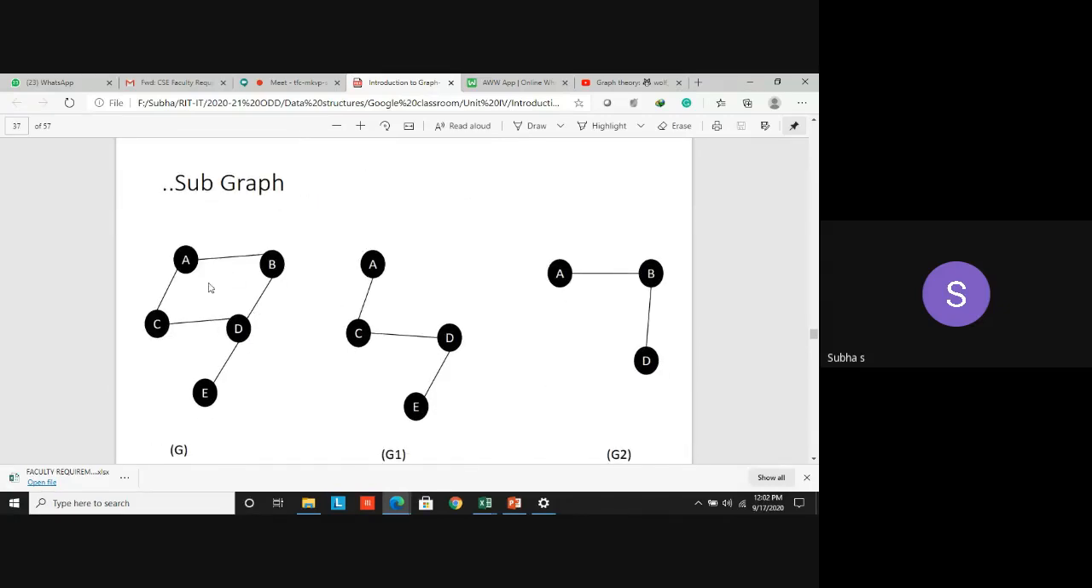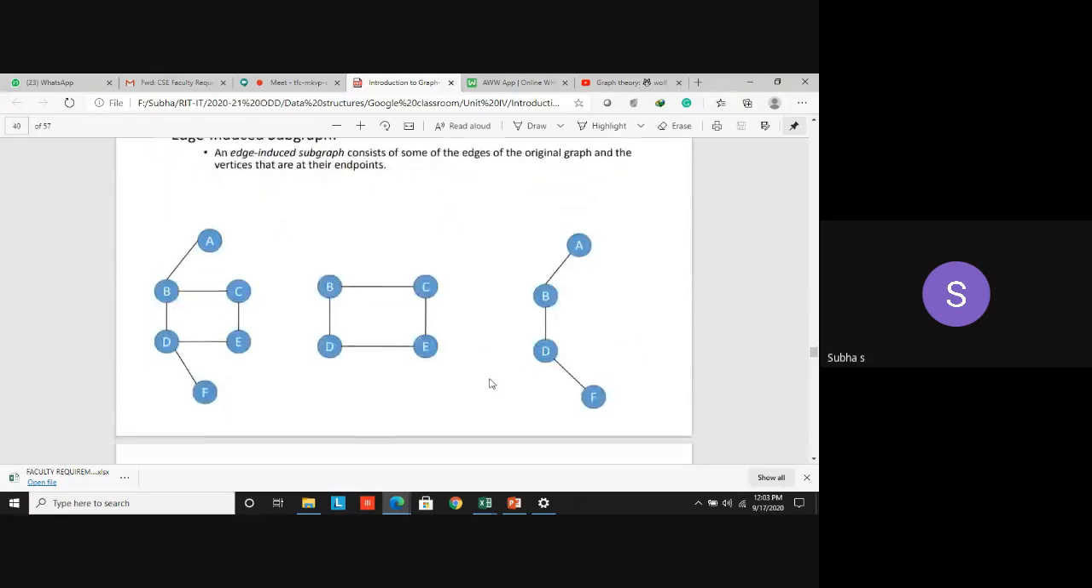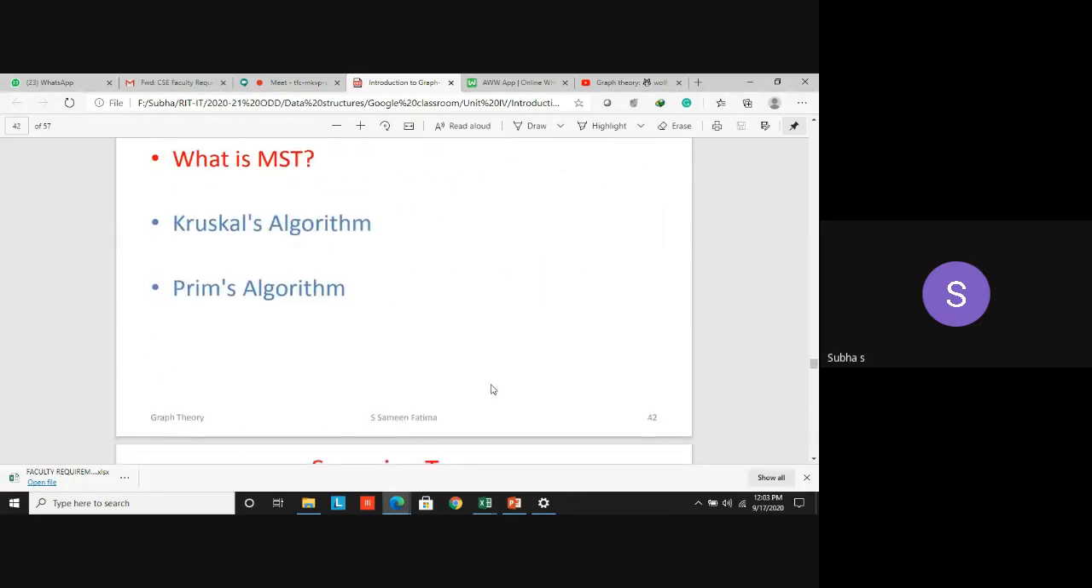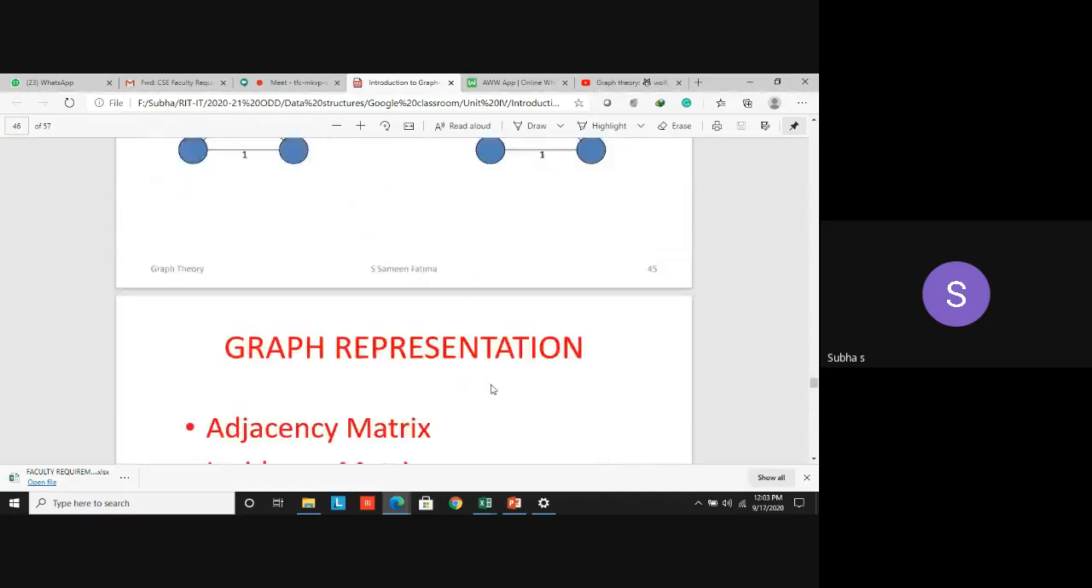Now look at this example G. For this given G, I have what? G1. Any possible subgraphs A, C, D, E. There is a path, so you can draw it as a subgraph. Similarly, A, B, D, and also A, B, D, E. ACD also as another graph, like that you can draw. Yes, and these things no need to look at. This minimum spanning tree we will discuss later. It's an application of tree and also graph.